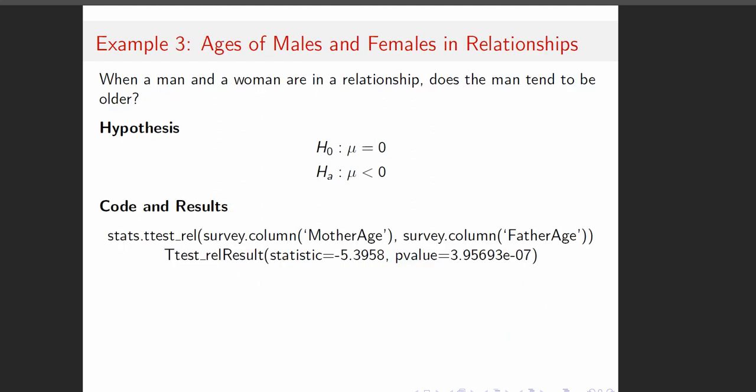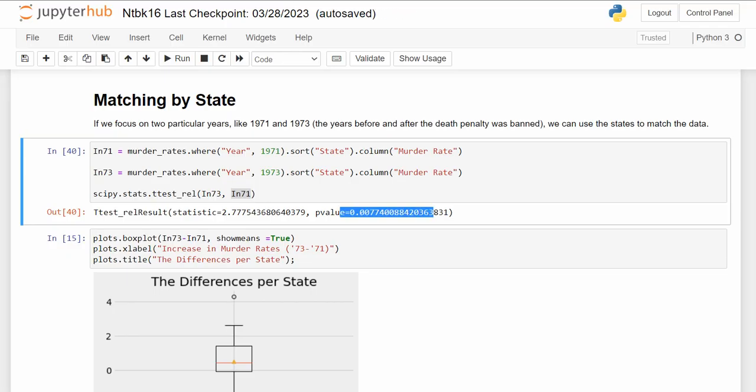Okay, so what's our next example? The question is, when a man and a woman are in a relationship, does the man tend to be older? Okay, how are we going to answer that?